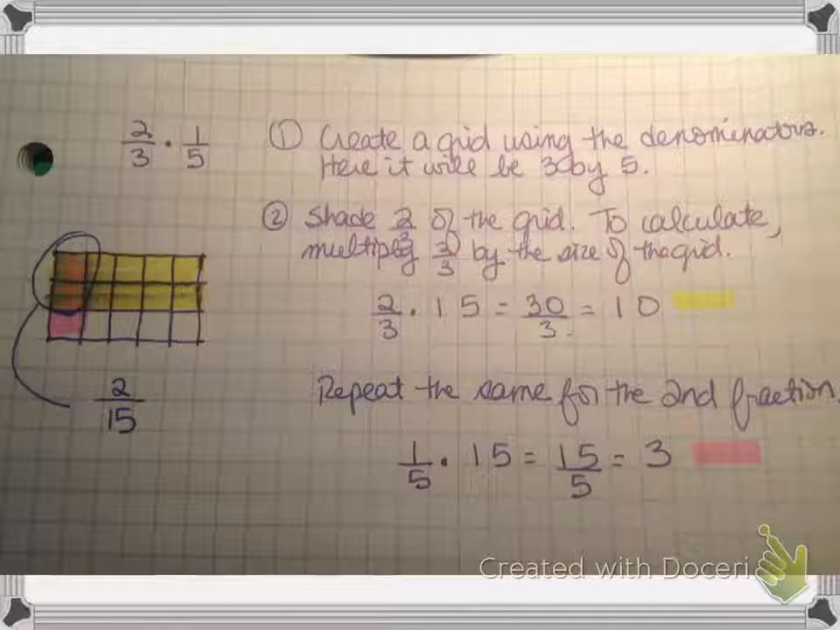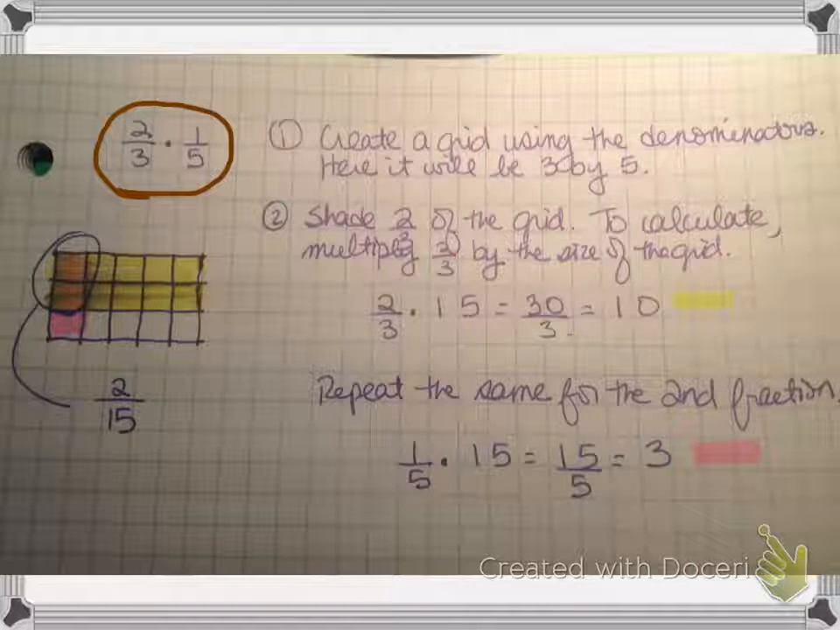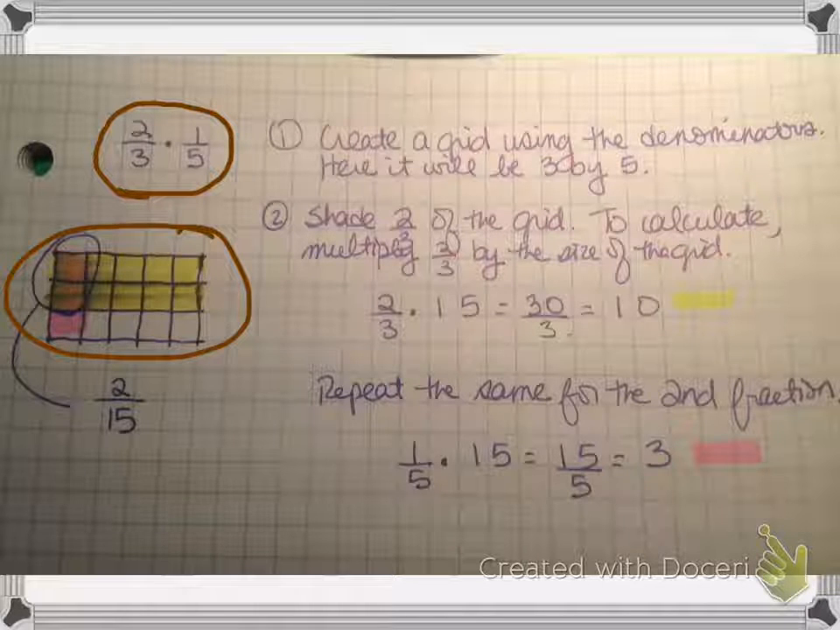Okay, 2/3 times 1/5. 2 times 1 is 2, 3 times 5 is 15, no problem. My directions are to create a grid using the denominators. Here it will be 3 by 5. That's my grid here. Shade 2/3 of this grid. If you didn't know that 2/3 of 15 was 10, you multiply the fraction by how big the grid is. 2 times 15, and remember you can make a whole number a fraction by just adding 1 as a denominator. 2 times 15 is 30, 3 times 1 is 3, 30 over 3 simplifies to 10.